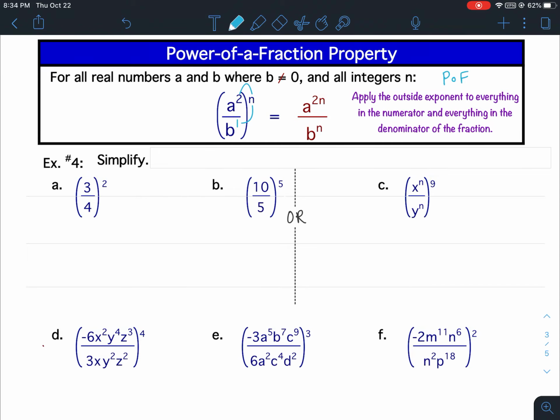Laws of exponents dividing monomials, lesson 4.3 notes. Example number 4. We're going to simplify each of these. To simplify, you want to follow your order of operations.